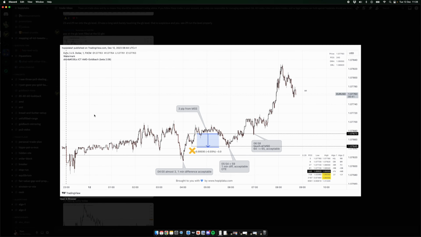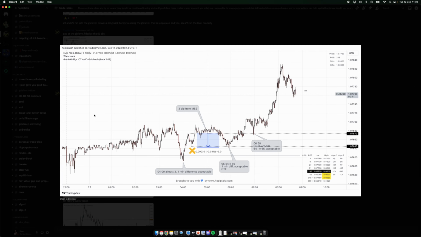So now I'm going to have to shift my brain and move off of New York time, which I've been using for years and years and years based off of ICT teaching. But now I got to use a different time zone. But to be honest, I don't use the kill zones anymore. I don't need the kill zones because I have Goldbach Time. That will tell me the right time to trade, not these massive windows from 2 a.m. till 5 a.m., 5 a.m. for the London Open kill zone.